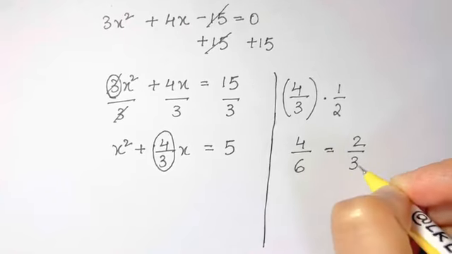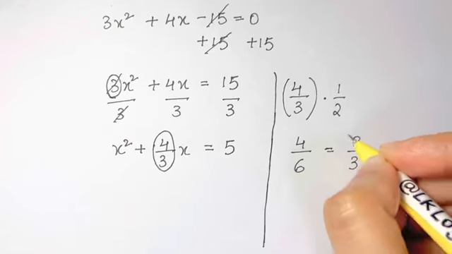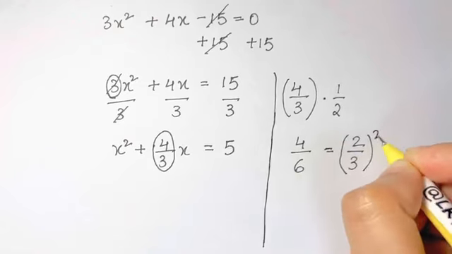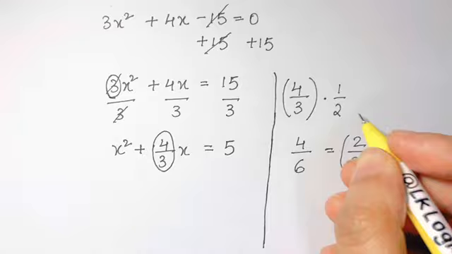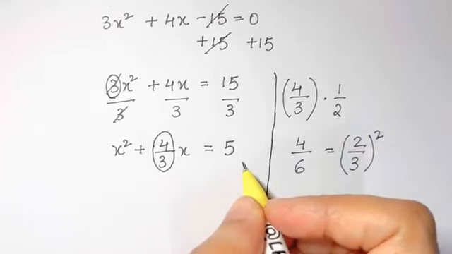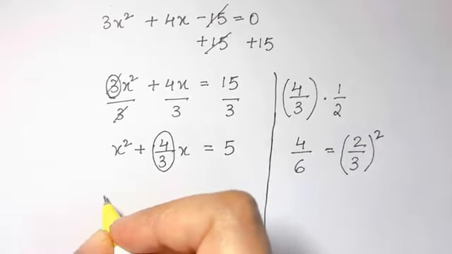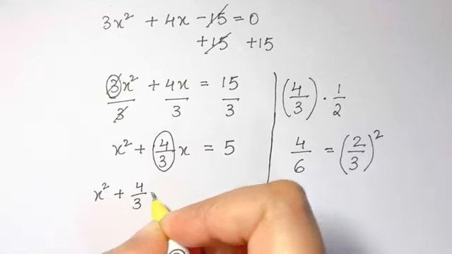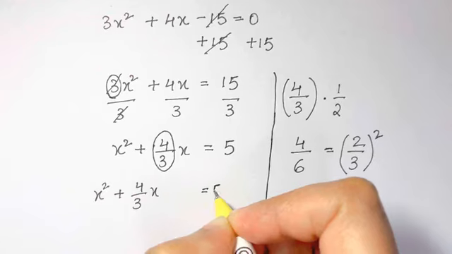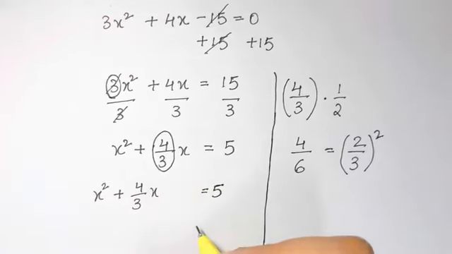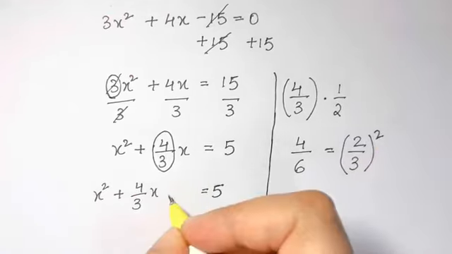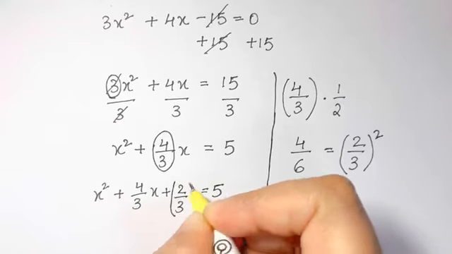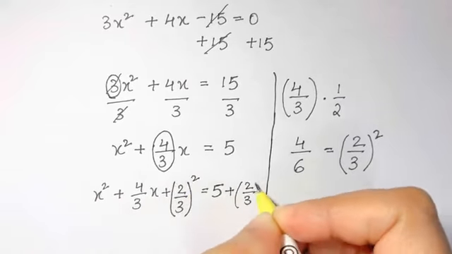And now whatever you got, you must take the square of this one. So we are going to add this quantity on both sides of this equation. So let's go ahead and do the next step. x squared plus 4 over 3x, and I'm going to write equal to 5. Now let's write down 2/3 squared on this side and 2/3 squared on this side as well.